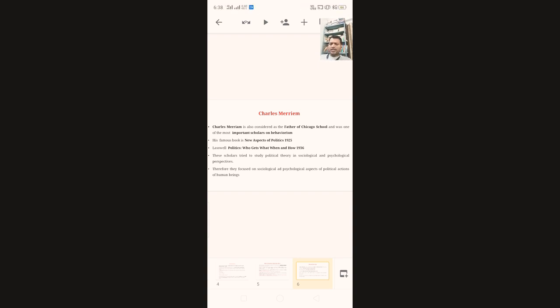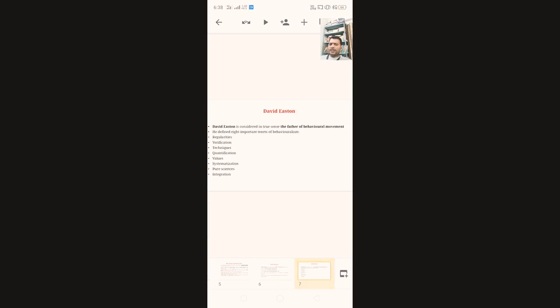These scholars tried to study political theory from sociological and psychological perspectives. Therefore, they focused on the sociological and psychological aspects of the political actions of human beings. So please, again I request you, remember these names and the titles of the books and the year in which these books were published, and at least try to remember the important points taught in these particular books. Now, David Easton.